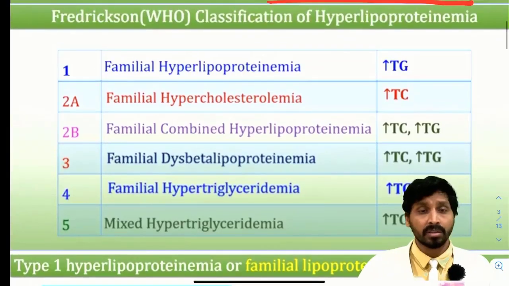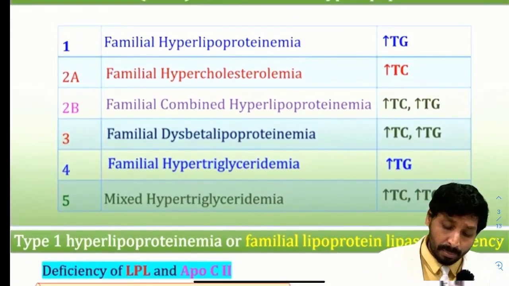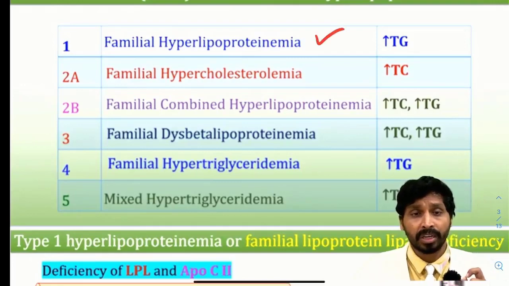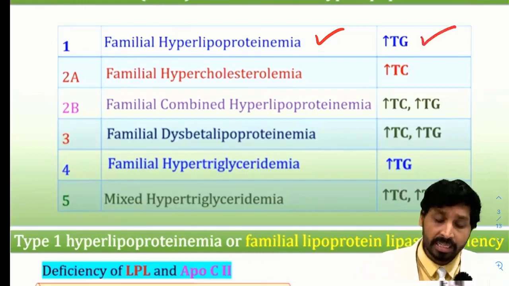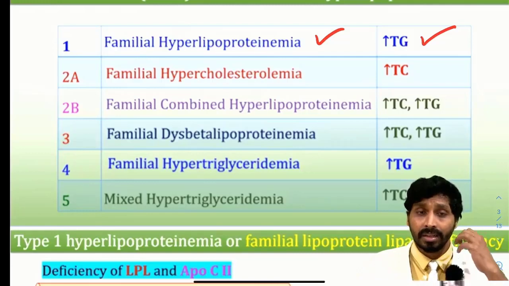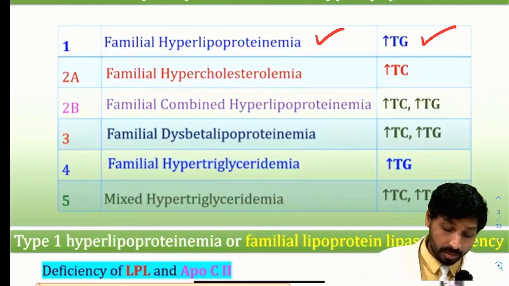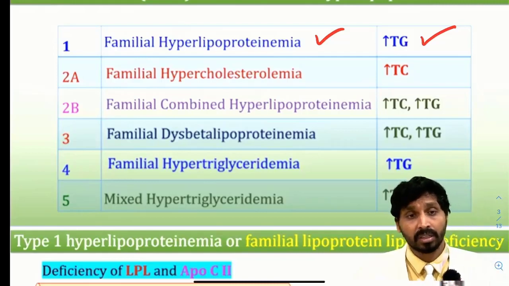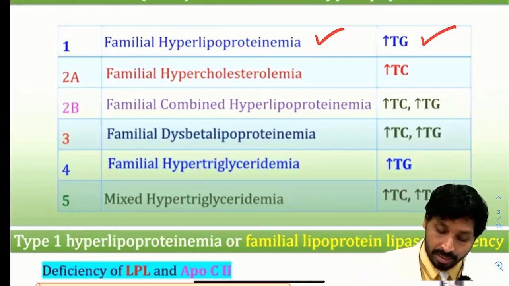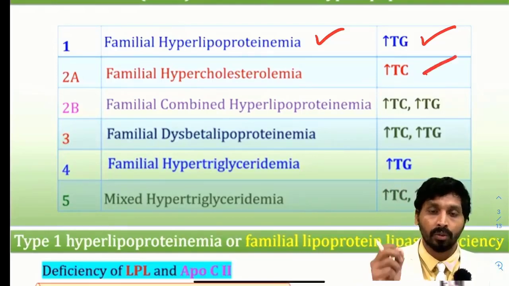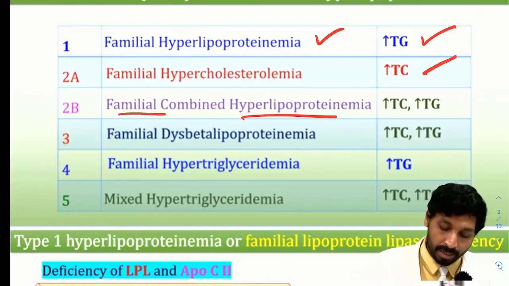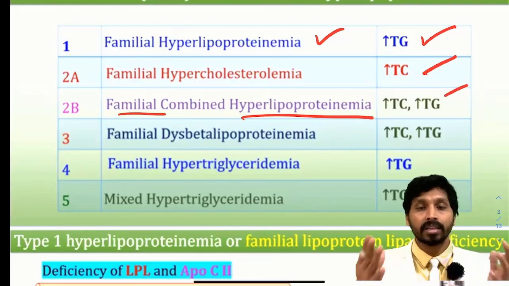Here, Fredrickson was the one who categorized these hyperlipoproteinemias. So, what are the types? The first one is familial hyperlipoproteinemia, where there will be increased triglyceride. In the case we have seen, there are increased levels of total cholesterol, that too the LDL part, but TG levels are decreased. So, it is not a type 1 familial hyperlipoproteinemia. Familial hypercholesterolemia 2A, here total cholesterol levels will be increased, only total cholesterol, that too LDL cholesterol. In 2B, familial combined hyperlipoproteinemia, total cholesterol and triglyceride levels both will be elevated.